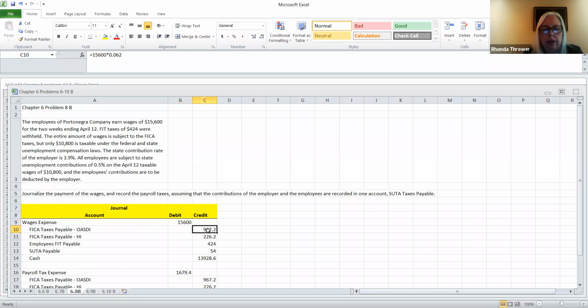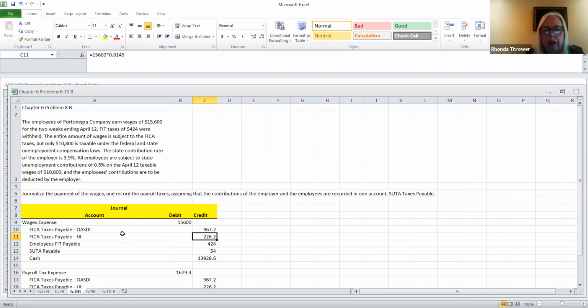I will multiply the amount that's subject to OASDI taxes. And it told you the entire amount of wages is subject to the OASDI taxes. So this 15,600 would be multiplied by 6.2%, and that will give you $967.20. For your HI portion, you're going to take the 15,600 again, multiply it by 1.45%, and that's how you get the credit to the FICA taxes payable.